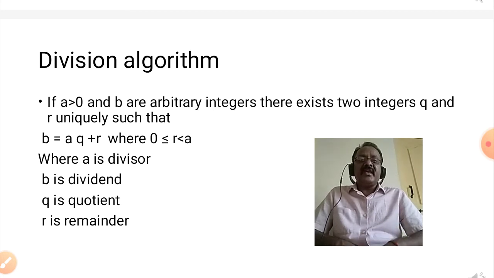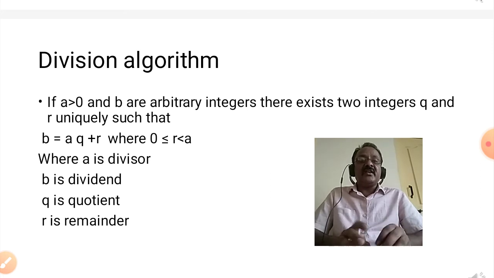Now if a is greater than 0 and b are arbitrary, here both a and b are arbitrary integers. We can take any integers, arbitrary integers. But the condition is that a should be greater than 0. Then there exist two integers, q and r, uniquely, such that b is equal to aq plus r, where r should be greater than or equal to 0 and less than a.